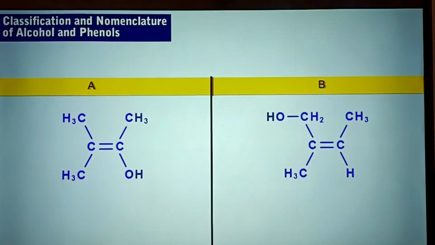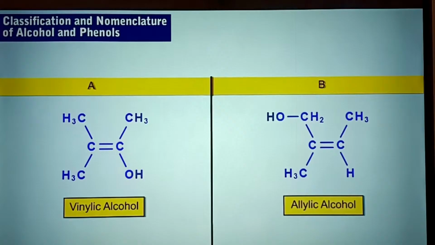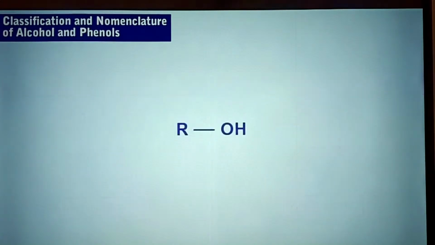Can you classify these structures as allylic or vinylic alcohols? Structure A shows a vinylic alcohol. Note how the hydroxyl group is linked to a carbon participating in a carbon-carbon double bond. Structure B shows an allylic alcohol. The hydroxyl group is bonded to a carbon that is adjacent to a carbon-carbon double bond.